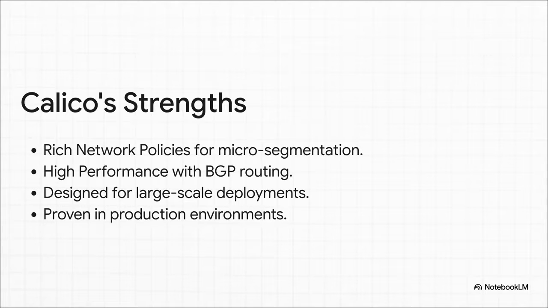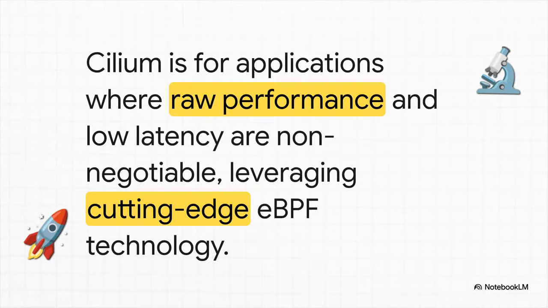But what's cool is it's also built for speed. Instead of wrapping up traffic in an extra layer, it uses BGP. That's the same routing protocol that runs the actual internet to create these super efficient direct paths between all your pods.